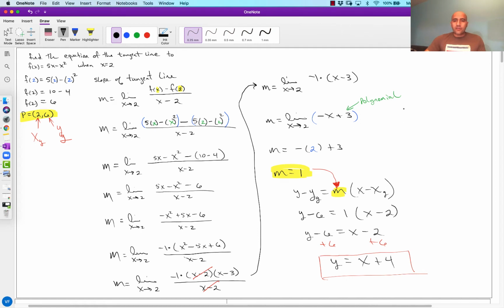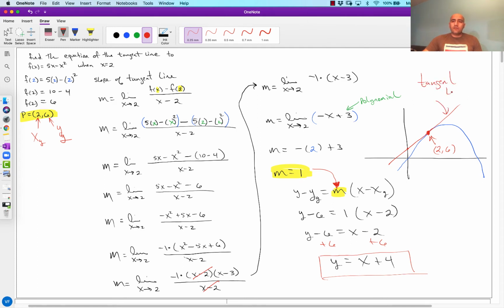Okay? As a rough sketch here, our function looks a little something like this. And somewhere over here is the point 2, 6. And the tangent line is going to be something that looks like this. Let's pretend that's a straight line. The point that it touches is the point 2, 6. And I know that it goes through the point 0, 4 because that's its y-intercept. The tangent line y equals x plus 4 has a slope of 1, and this lets me know that the y-intercept is the point 0, 4.